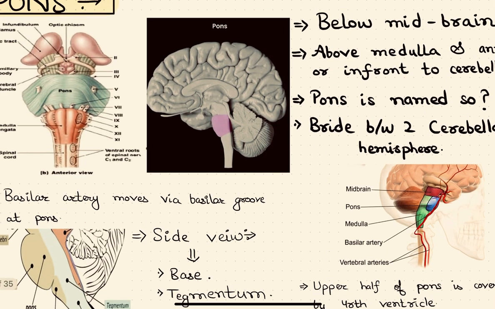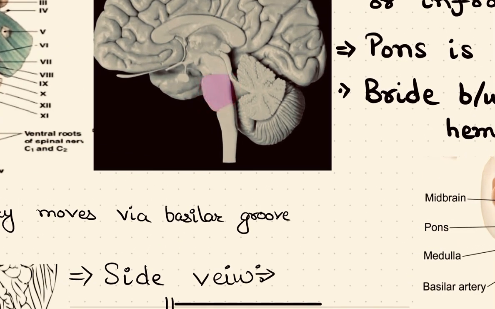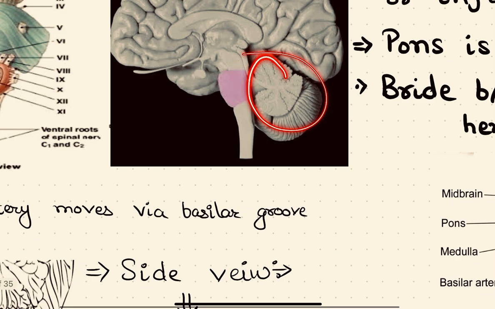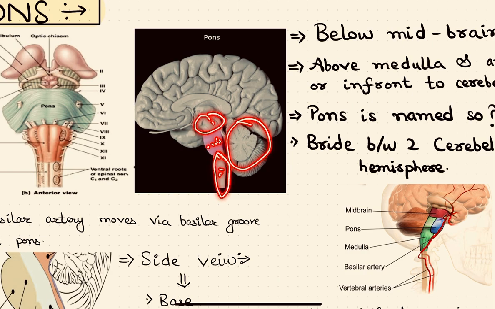Now this is the pons region. You can see in the brain, this is the pons region anterior to the cerebellum. This is the fourth ventricle, so it also forms some part of the fourth ventricle. So it is below the midbrain, above the medulla, and anterior to the cerebellum. This is the midbrain, so pons is below midbrain, and this is medulla, so pons is above medulla. This is cerebellum, so pons is in front of the cerebellum. Clear?